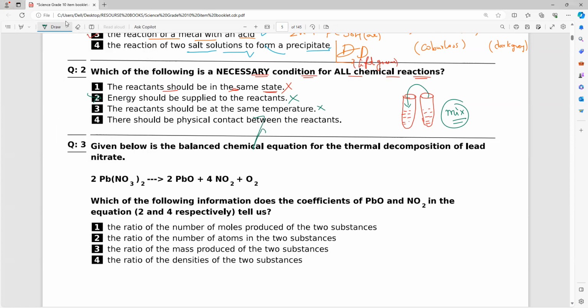The only thing is there should be physical contact between the reactants. Without physical contact, will the reaction be carried out? No, it will not. So that is why they must be in contact. If the reaction is to take place, they have to be in contact with each other. That is what you have to remember. Okay, everybody, so do it. If you have any doubt, you can ask me.